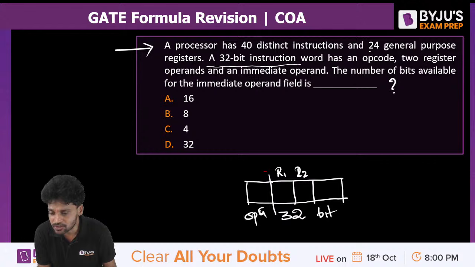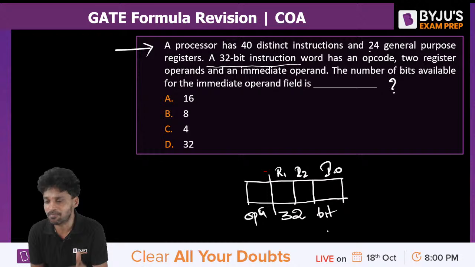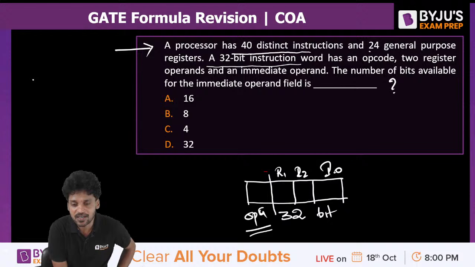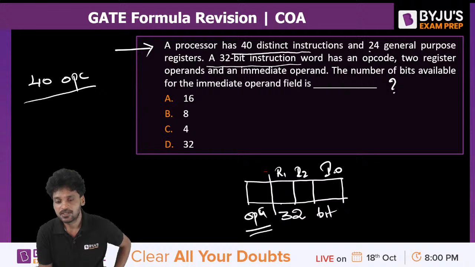We need to find out the number of digits available for the immediate operand field. Simple. How many digits do we require for the opcode field? How many opcodes do we have? 40 distinct instructions, meaning there are 40 opcodes in the system. The system is supporting 40 opcodes. So if it supports 40 opcodes, what is the total number of bits for the opcode?